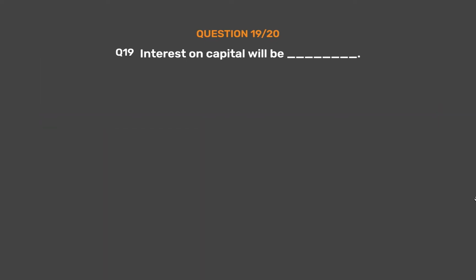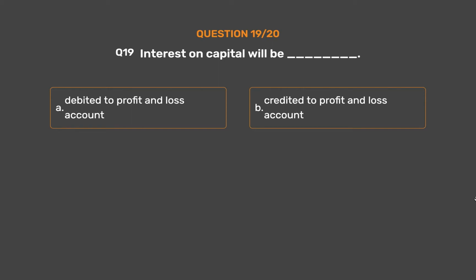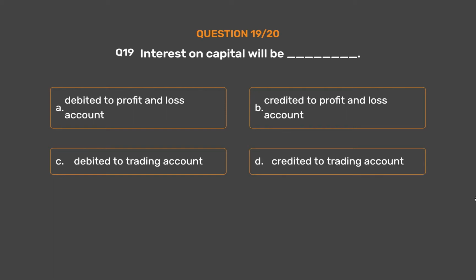Question number 19. Interest on capital will be underscore. Option A, debited to profit and loss account. Option B, credited to profit and loss account. Option C, debited to trading account. Option D, credited to trading account. The correct answer is option A, debited to profit and loss account.